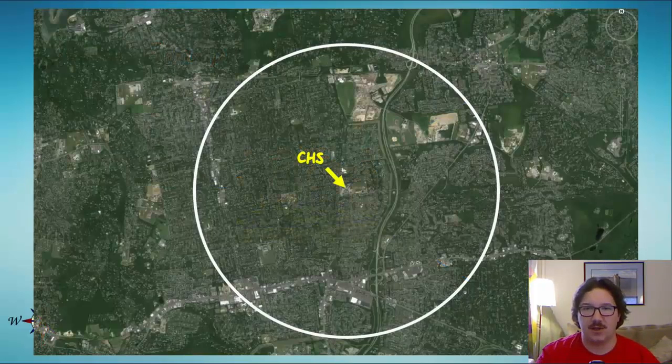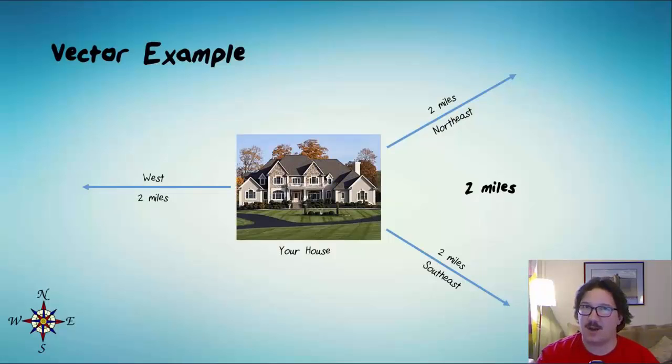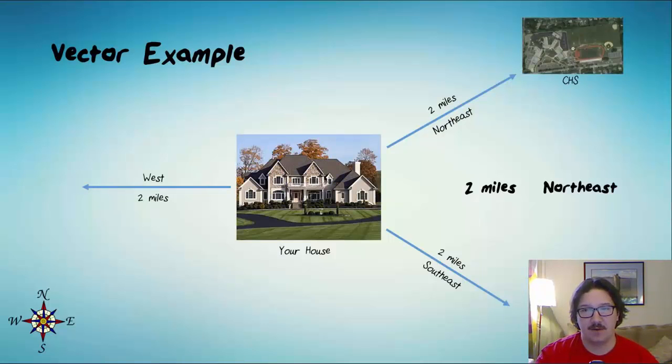In fact, the school is in the center of this picture, and every place on that white circle is 2 miles away. So it's really not that specific to say 2 miles away. However, if we just add one extra bit of information, if we say that the school is 2 miles northeast, then I know exactly where it is. And the addition of the information about direction really helps out.